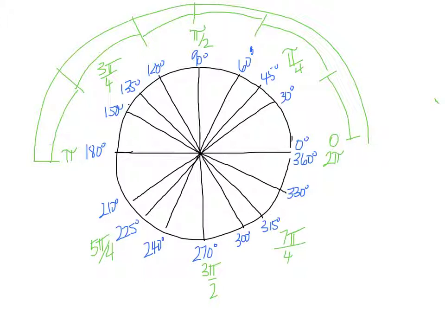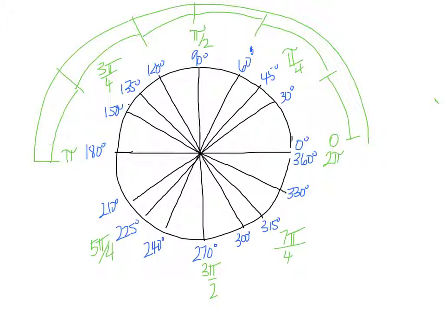So from 0 to 30, that was 1. From 30 to 60, that was 2. From 60 to 90, that was 3. From 90 to 120, that was 4. From 120 to 150 was 5. And from 150 to 180, that was 6. So there's 6 30-degree sections. You can look at it this way. If there's 180 degrees in that top half of the circle, what's 180 divided by 30? What's 18 divided by 3? 6. There are 6 sections there.